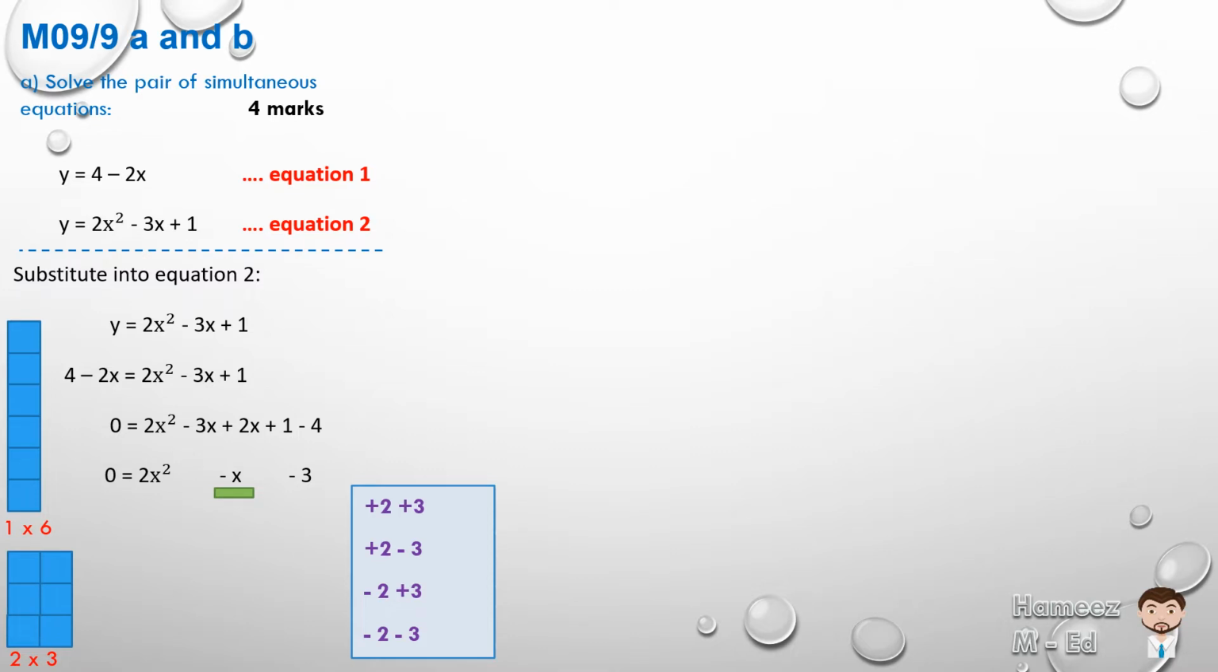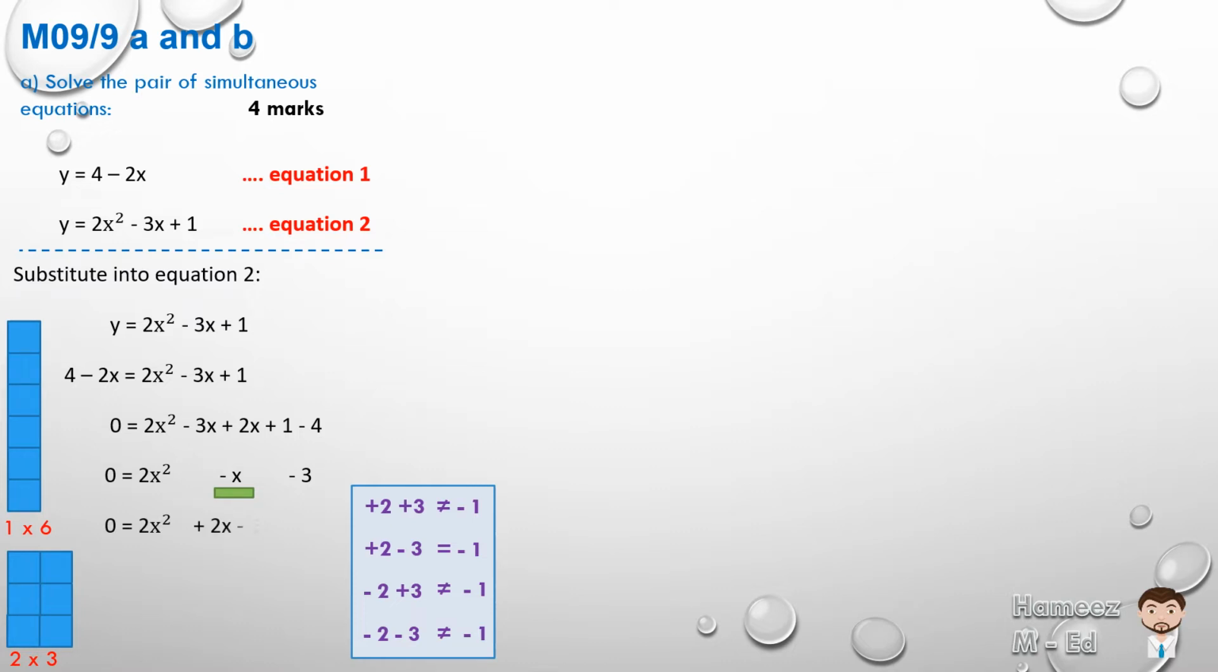And which one of these is going to give us minus 1? Well, the first one, plus 2 plus 3, is not equal to minus 1. That's equal to 5. Plus 2 minus 3 is equal to minus 1, so that's the one we're going to use. But let's work out the others as well. Minus 2 plus 3 is not equal to minus 1, it's equal to plus 1. And minus 2 minus 3 is equal to minus 5. So we're going to use the second pair.